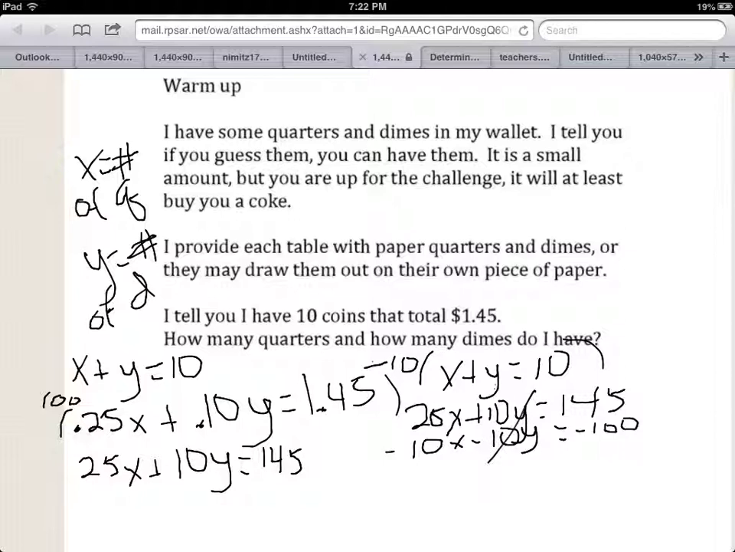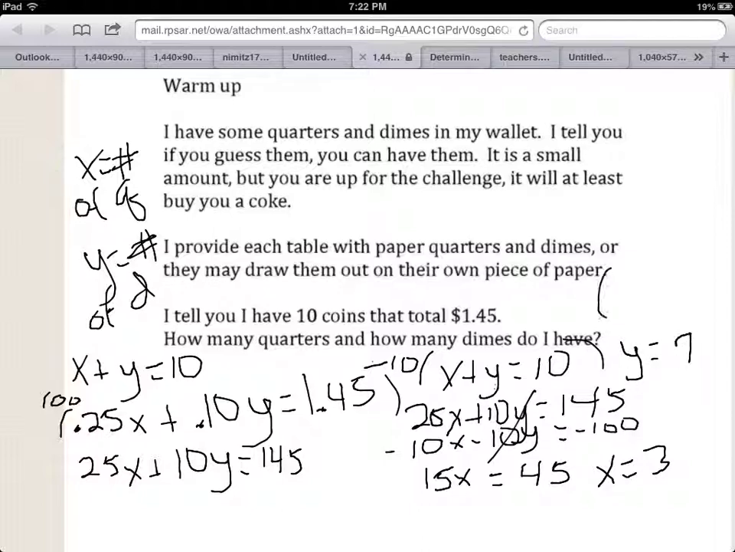That would eliminate the y's, and you're left with 25 minus 10, which is 15x, equals 145 minus 100, which is 45. Then 15 times what number is 45, or if you divide by 15 on both sides, you get that x is equal to 3. Remember, x represented quarters, so you have 3 quarters. So how many dimes do you have if you have 10 coins? The answer would be 7.